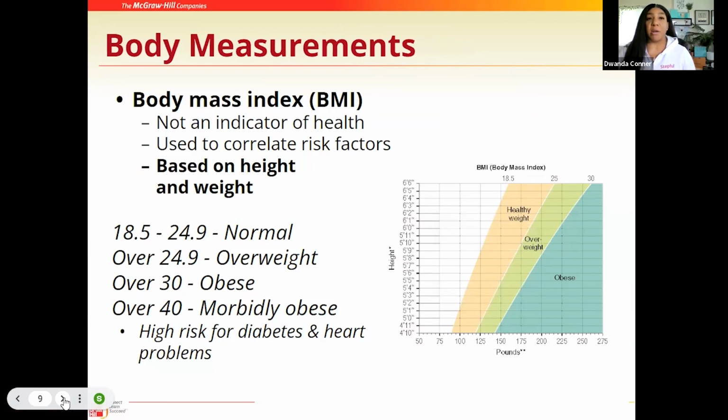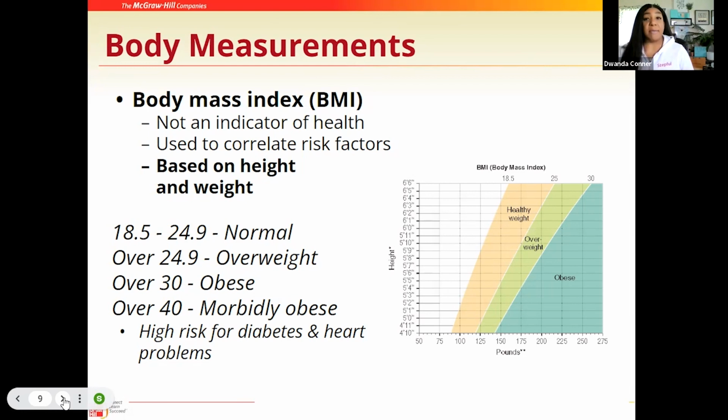Now, once we've acquired all of our measurements for our patients, we will then have the opportunity to plot those numbers in what's called a BMI chart, which stands for body mass index. Body mass index is a chart that helps the provider determine at what risk this patient may be for developing health risks in correlation to weight, I should say. It's not necessarily an indicator of health.